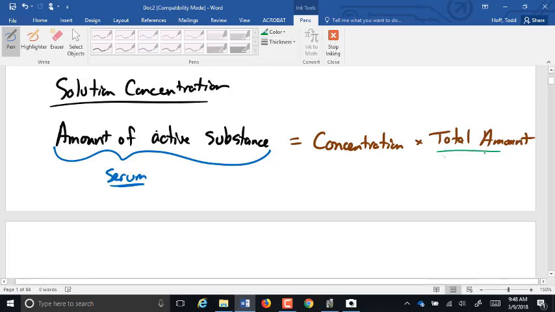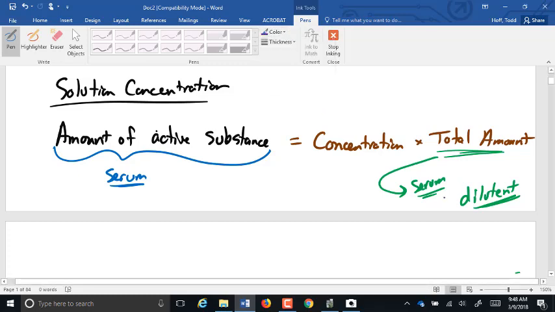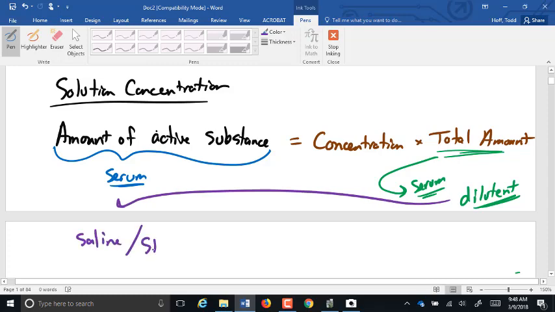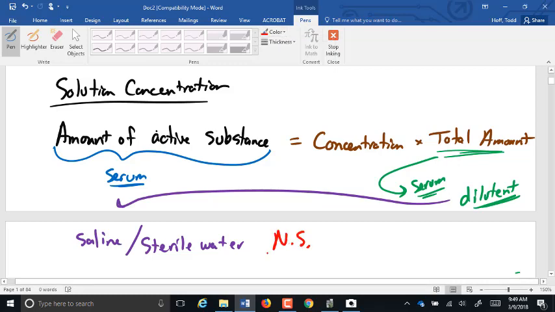Now that total solution always contains 2 parts. It contains that serum, that active amount, and it contains a diluent of some sort. Diluent is a really fancy word for an inactive substance. Generally, that diluent is sterile water, and usually we use saline or some sort of sterile water, which is basically the same thing. The abbreviation we're going to use for that is NS.